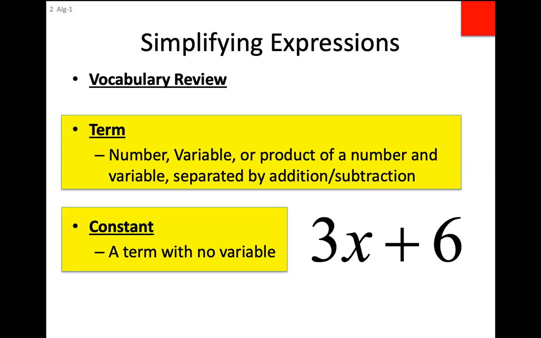Right, Porter? A constant is just a number, except it says a term with no variable. It's a number all by itself.